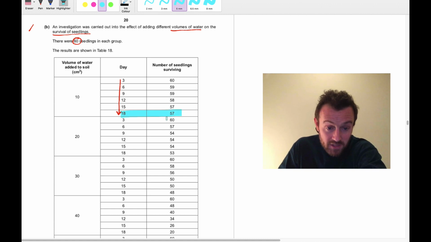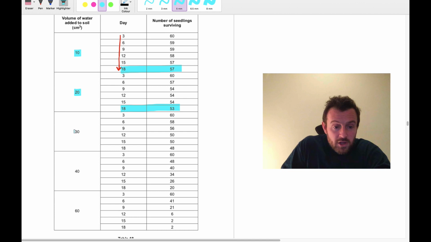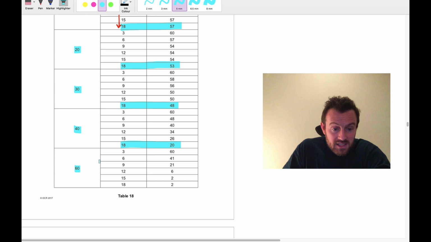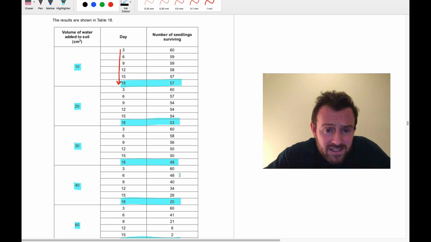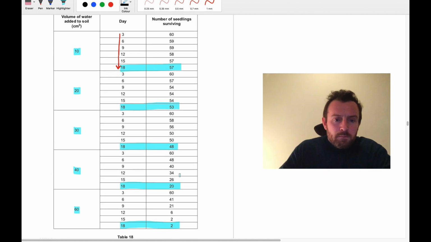By day 18, 57 of the 60 are surviving with 10 centimeters of water. So that's pretty good. With 20 centimeters of water, by day 18, 53, so fewer. With 30 centimeters of water, only 48 out of the 60 are surviving. With 40 centimeters of water, only 20 of them are surviving. And with 60 centimeters of water, only 2 are surviving. So basically they're drowned. As you're adding more water, the seedlings are getting overwatered and are in a sense drowning. So is there any other data that we can pick out?